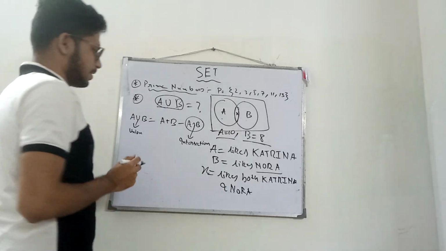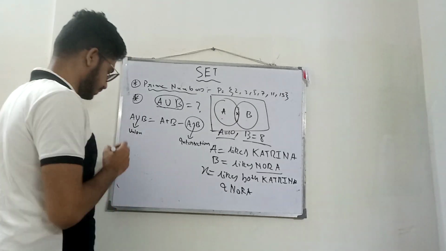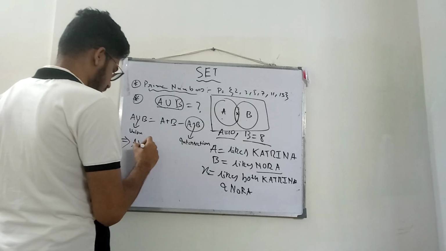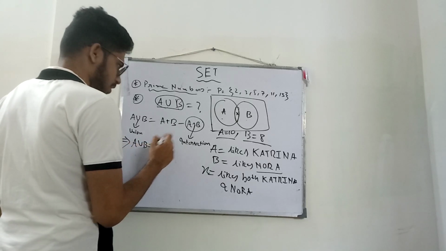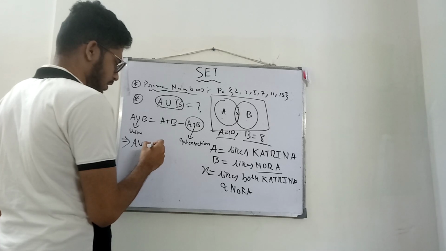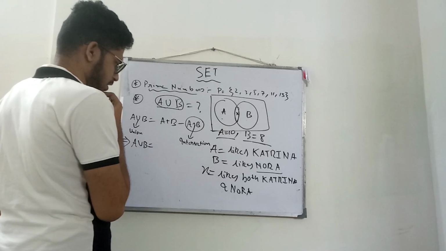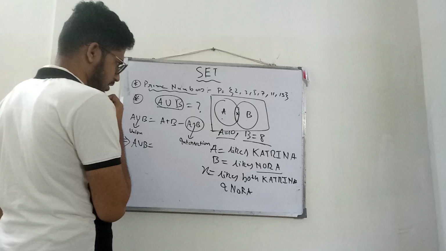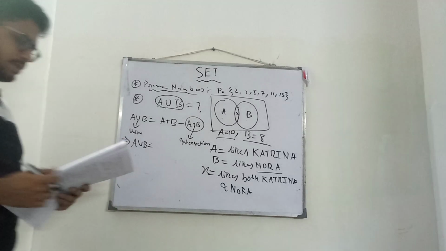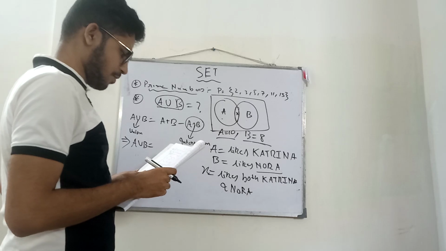Now suppose A union B is equal to A, A is 10. One second guys, one second. You know, I'm also a learner.